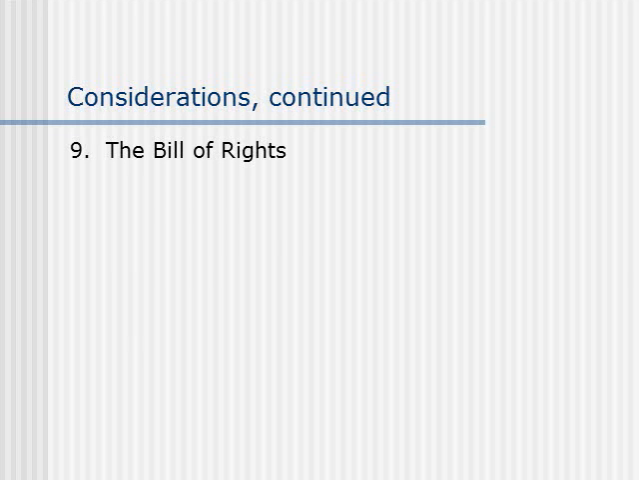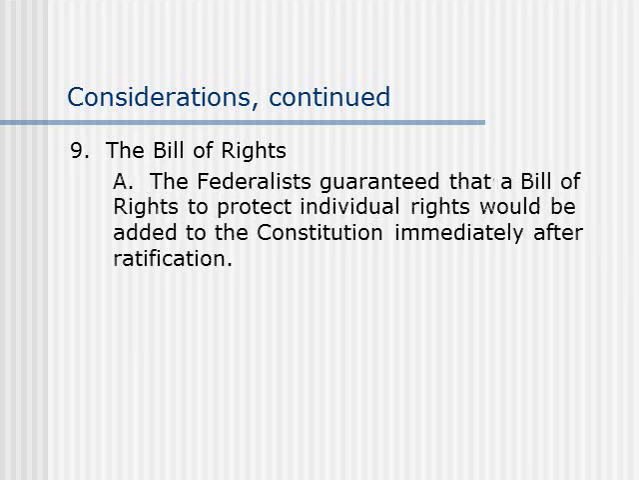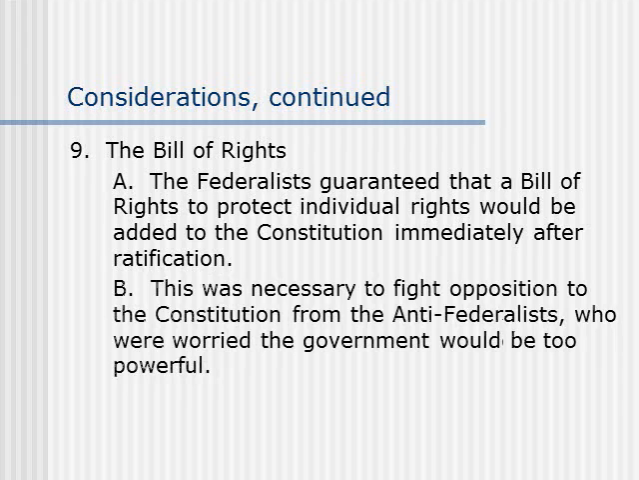The Bill of Rights. The Federalists guaranteed that a Bill of Rights to protect individual rights would be added to the Constitution immediately after ratification. Why? Because Anti-Federalists basically said that that's the only way it would get passed. Why? Because they were worried the government would be too powerful.